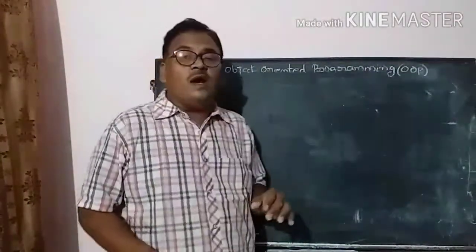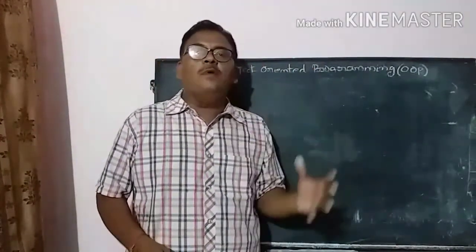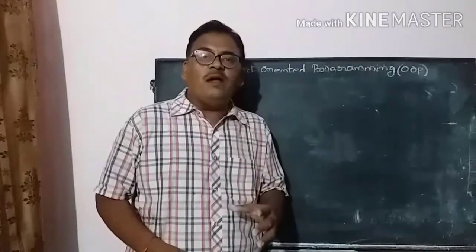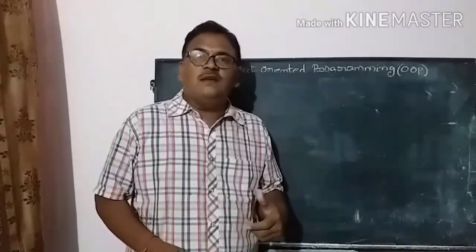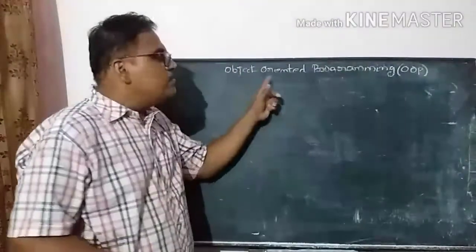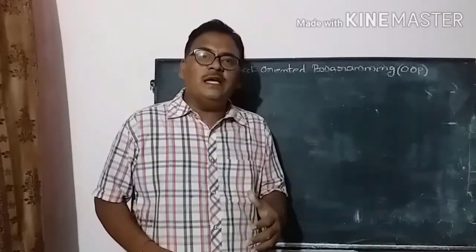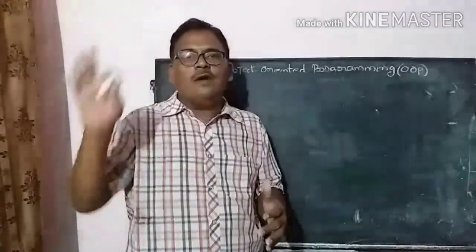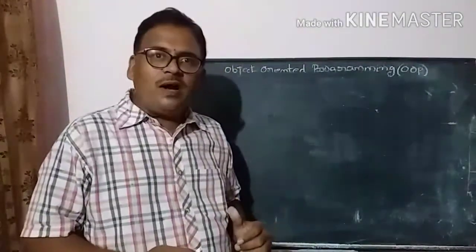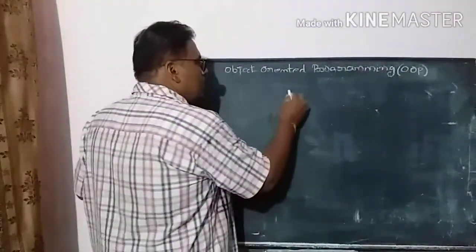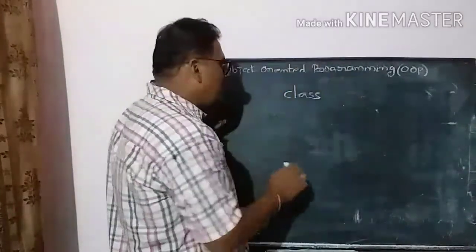When anybody asks what is POP, procedure-oriented programming, in POP the entire program is divided into a number of sub-programs called procedures or functions. Coming to object-oriented programming, what is OOP? What is an object? The entire program is divided into a number of entities called objects. Here, this is a class, like a structure in C.